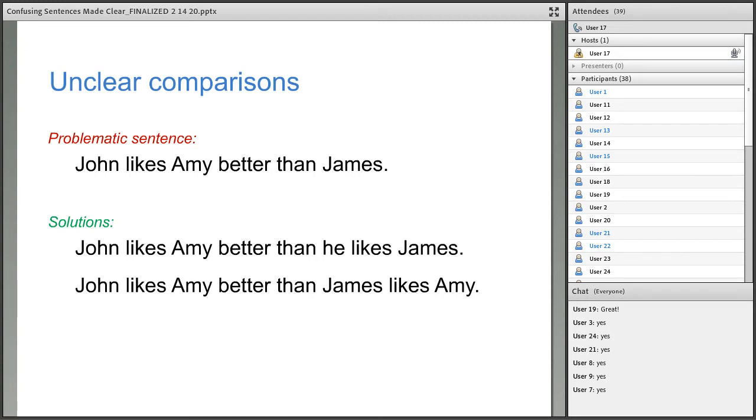But perhaps the sentence is meant to compare how much John likes Amy and how much James likes Amy, in which case the sentence should read, "John likes Amy better than James likes Amy." In this version of the sentence, the subjects are being compared. So the bottom line here is that in sentences like this, you need to make it clear whether subjects or objects are being compared.